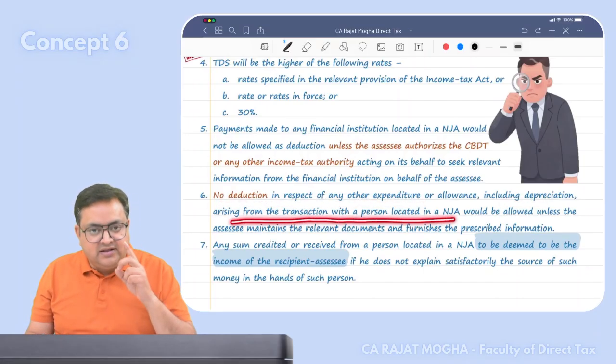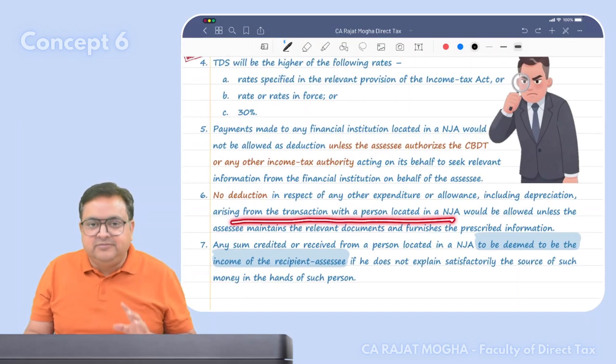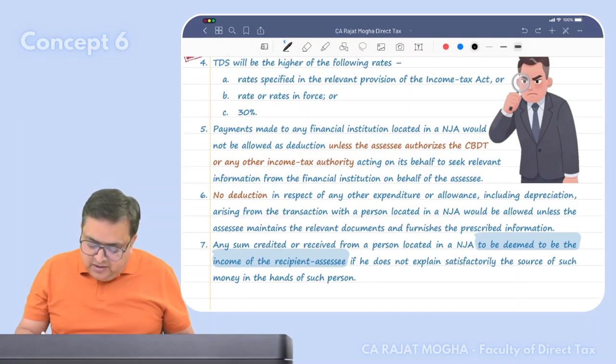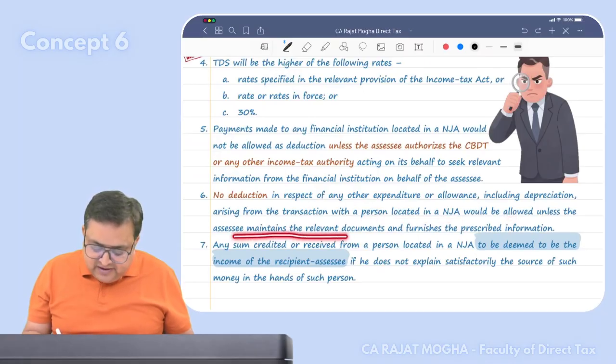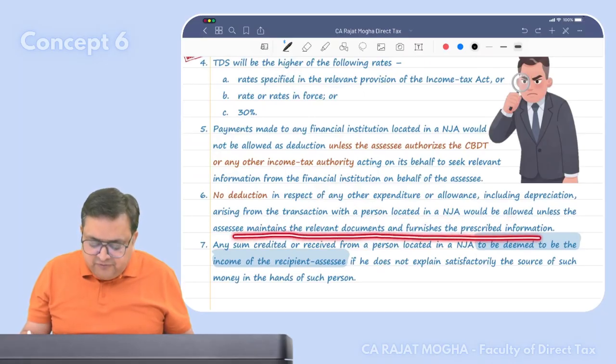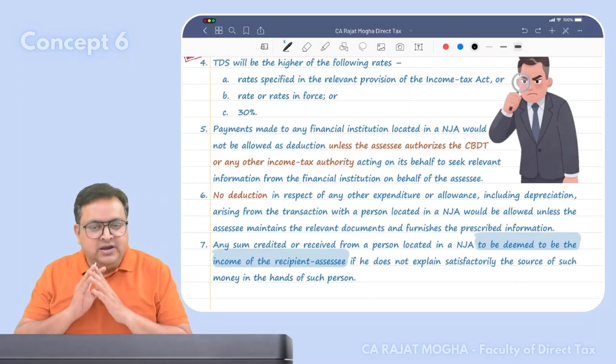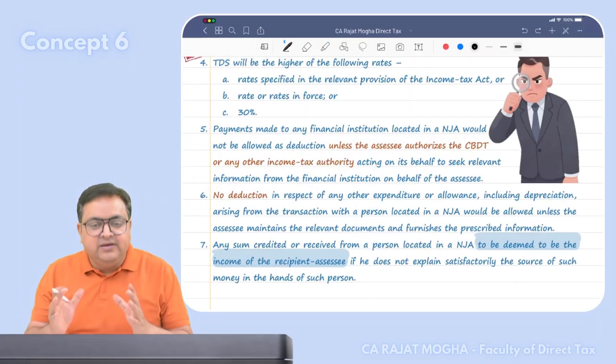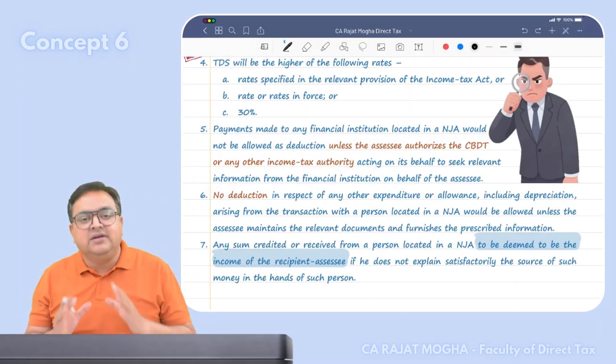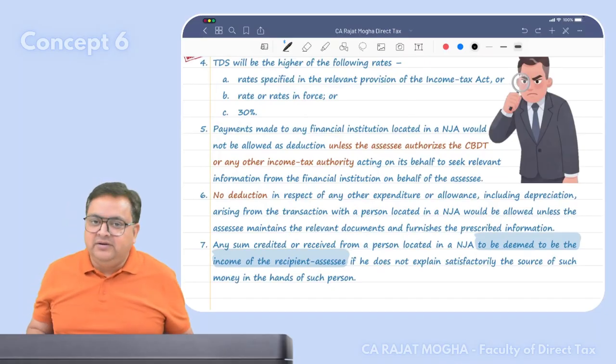If you have done any transaction with the NJ or any deduction you are claiming here in India, we will not give you deduction unless and until that person explains the source. With a person located in NJ would be allowed unless the assessee maintains the relevant documents and furnishes the prescribed information. Unless and until you give all the information, you actually prove that this is a genuine transaction, till then we will not allow that deduction.